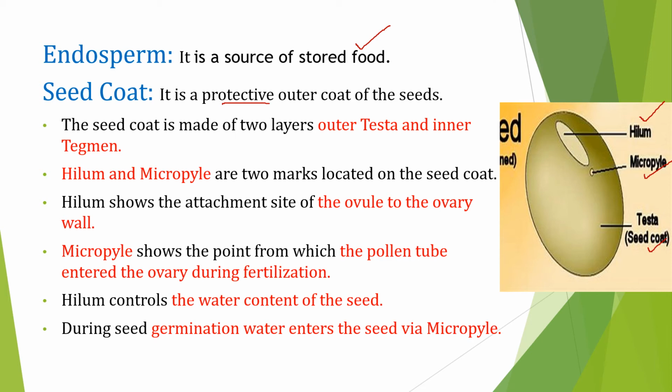Hilum and micropyle are the 2 marks located on the seed coat. Hilum shows the attachment site of the ovule to the ovary wall, whereas the micropyle shows the point from which the pollen tube enters the ovule during the process of fertilization. Xylem controls the water content of the seed. Now during seed germination, water enters the seed via the micropyle.